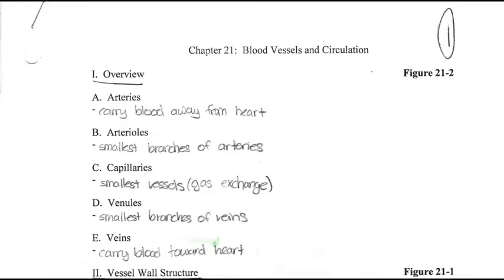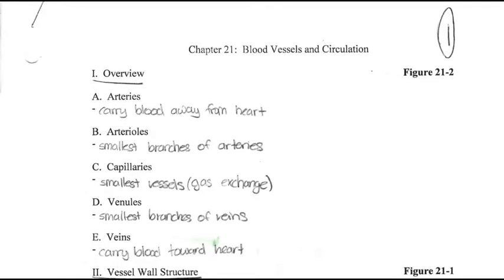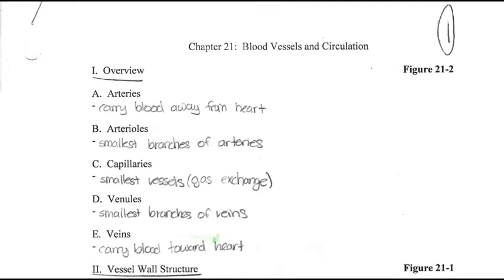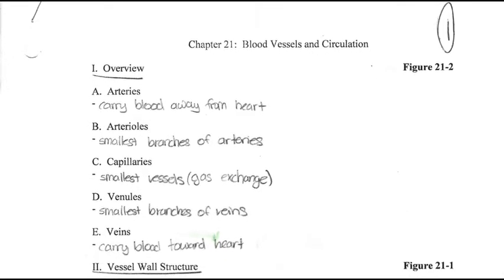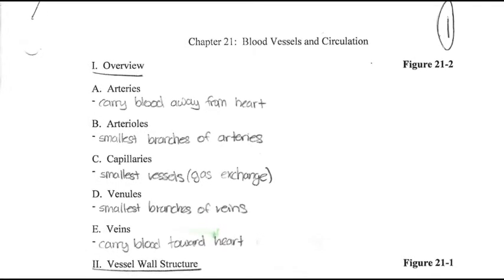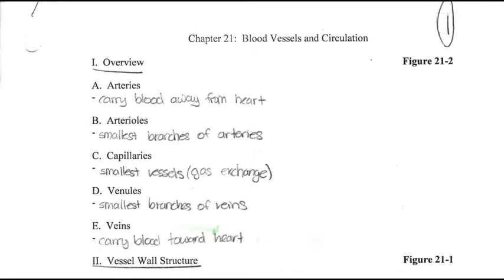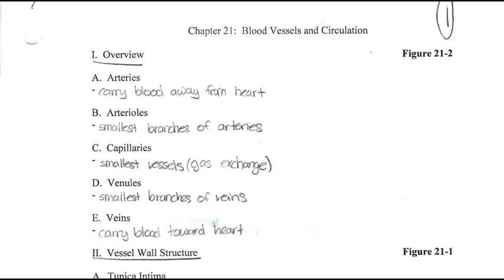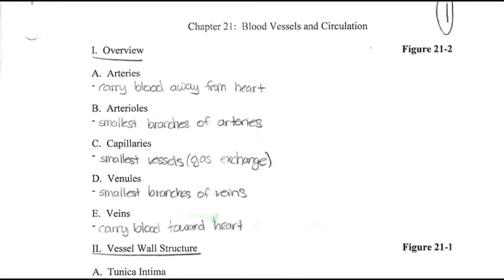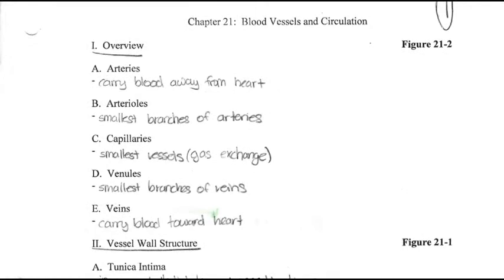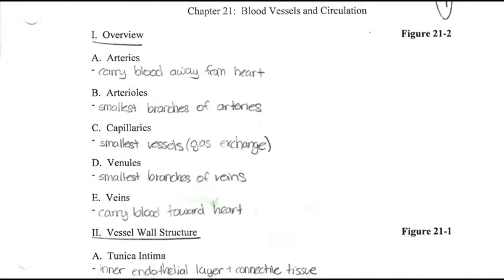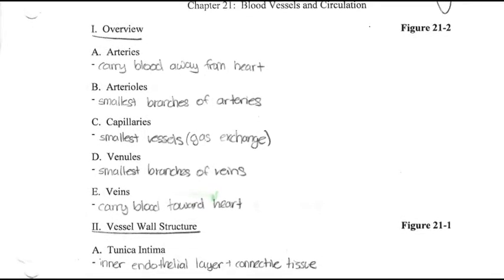Chapter 21, Blood Vessels and Circulation, page 1. Arteries carry blood away from the heart. Arterioles are the smallest branches of arteries. Capillaries are the smallest vessels, and capillaries are the site of gas exchange. Venules are the smallest branches of veins. Veins carry blood toward the heart.